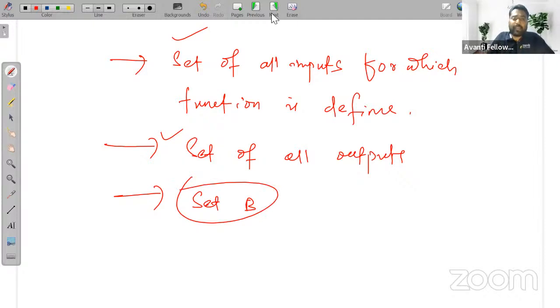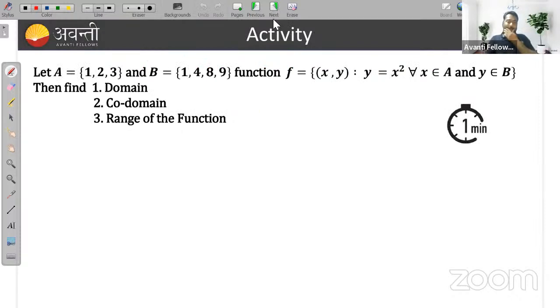Let's see an example. Here you have an activity. We'll try to solve this activity. Suppose you have a set A having the elements 1, 2, 3, and B is another set having the elements 1, 4, 8, 9. The function is defined as y is equal to x square, where x belongs to the set A and y belongs to the set B. You have to find the domain, codomain, and range.